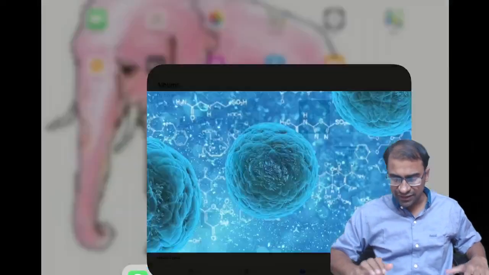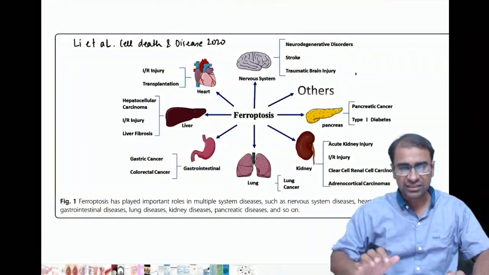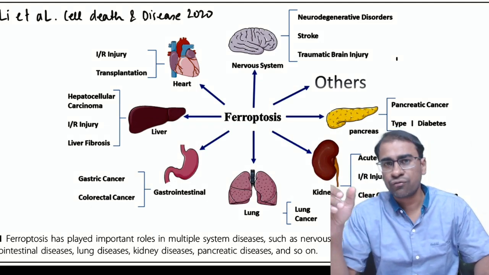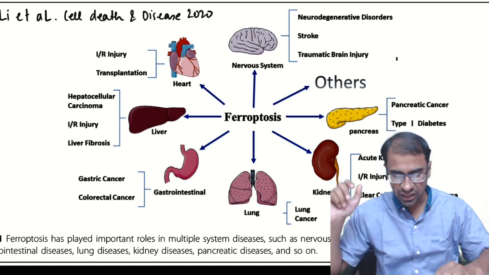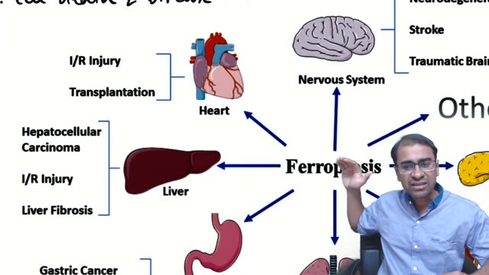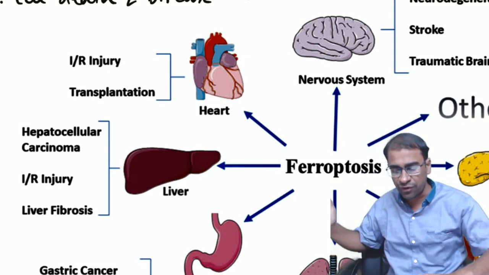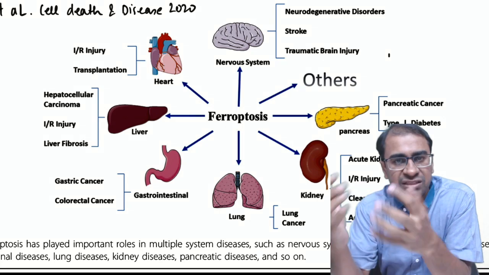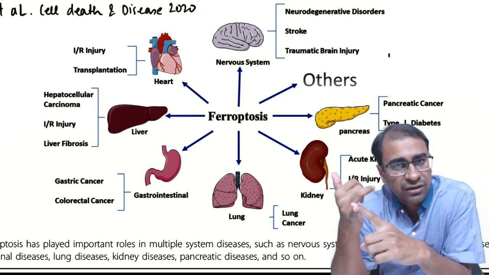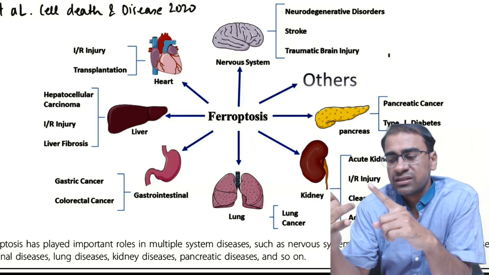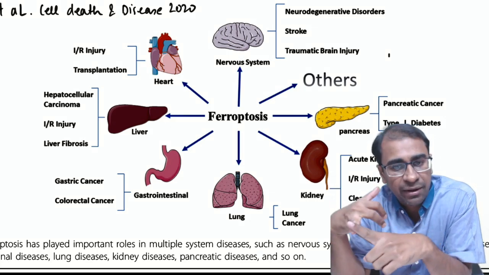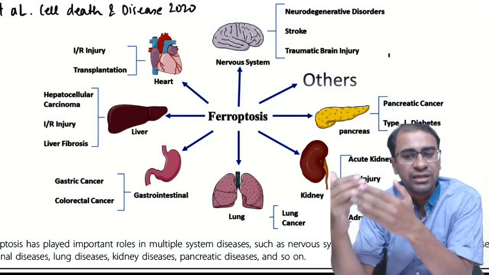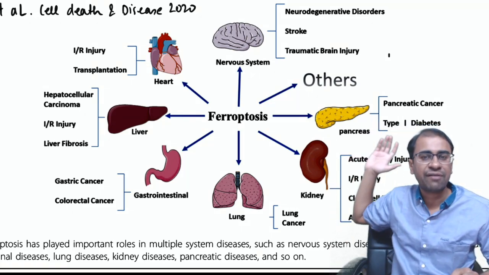A recent article from Cell gives you some diseases which you must know. This was published by Lei et al. in Nature in 2020, from which we have just taken this. Various diseases in which ferroptosis has a role to play are some nervous system disorders, like neurodegenerative diseases such as Parkinson's, amyotrophic lateral sclerosis, Huntington's disease, Alzheimer's disease, and apart from this, stroke and traumatic brain injuries. In the pancreas, there's pancreatic cancer, type 1 diabetes.